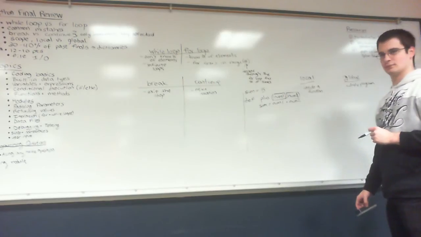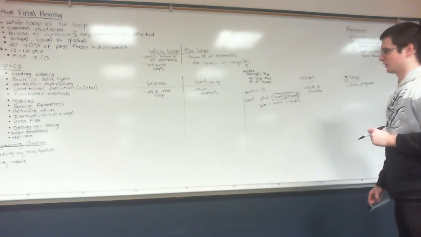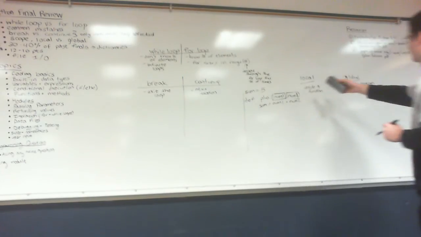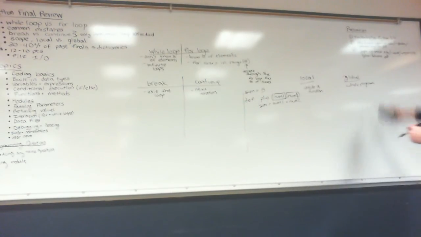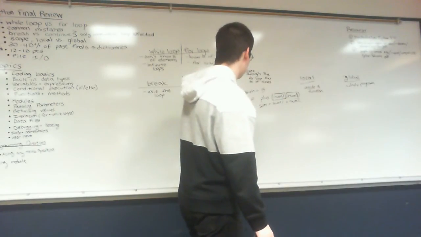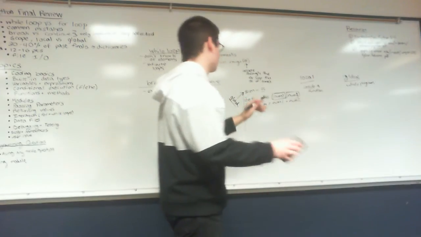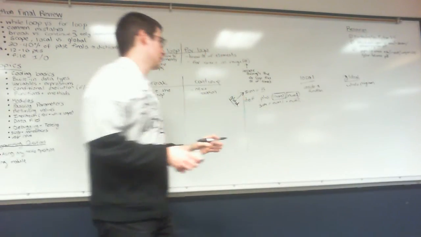So num1 plus num2 has to equal 5 then, does it? Not necessarily, because now we're getting into local versus global. I'm actually going to illustrate this with a picture for you, but first what I want to point out is that this sum is global. The whole program understands sum is 5.